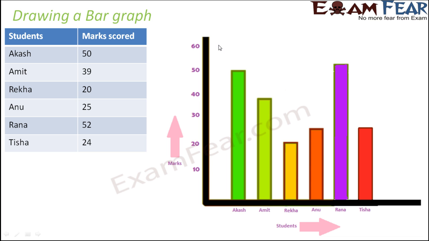So here also, on the x-axis it is pretty simple because we have just mentioned the names of the students, and on the y-axis we have plotted the marks. So how did we decide the scale here?